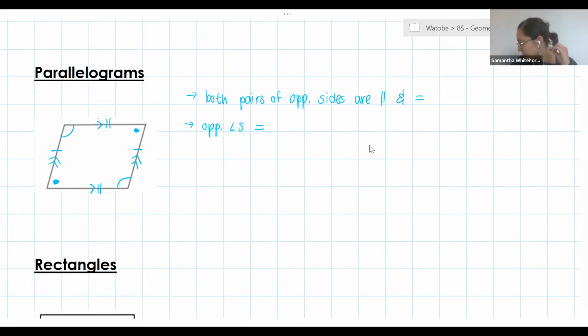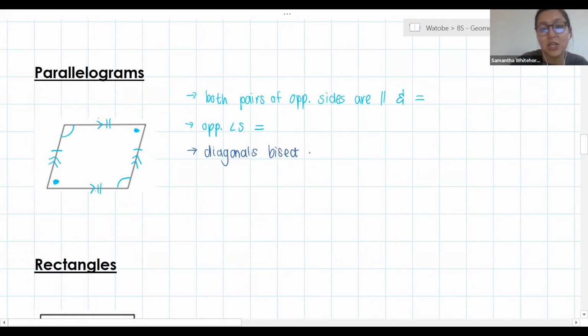Have you got something else for us? Diagonals bisect each other. Awesome. Another, and this is also going to be a really important characteristic that we're going to work with. So this is definitely one to maybe put a little star or highlight or something. The diagonals of a parallelogram bisect each other. So basically, the two diagonals cut each other in half.